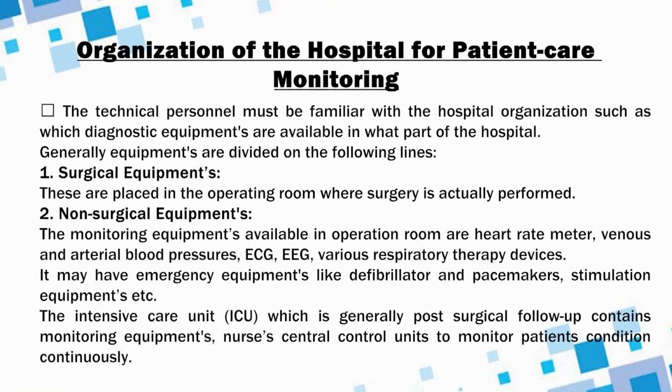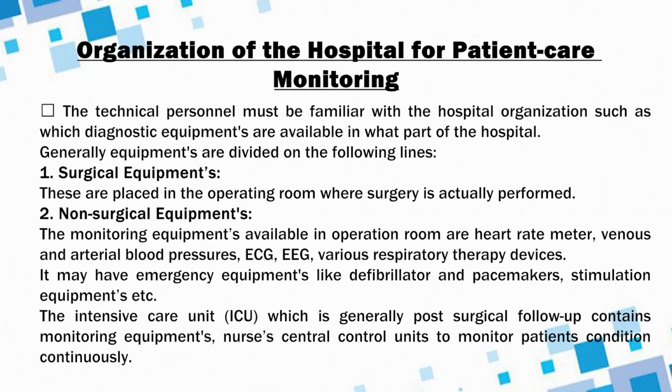Coming to the organization of the hospital for patient care monitoring. The technical personnel must be familiar with the hospital organization, such as which diagnostic equipments are available in what part of the hospital. Generally, equipments are divided on the following lines. First one is surgical equipments. These are placed in the operating room where surgery is actually performed.